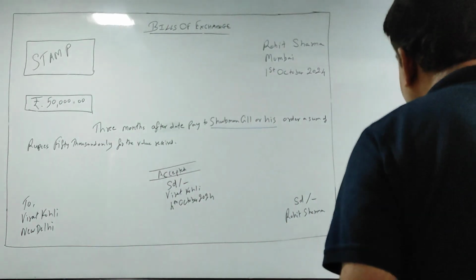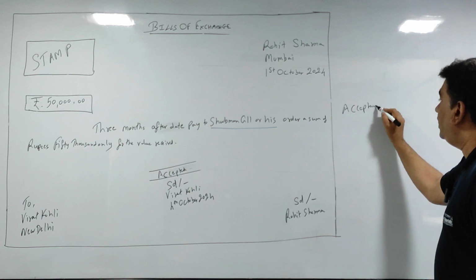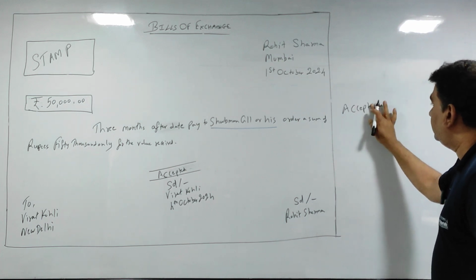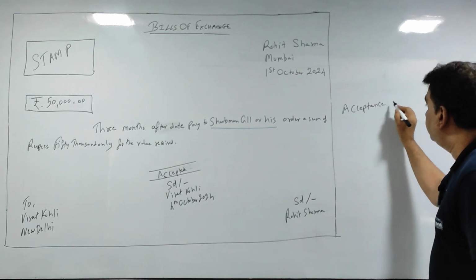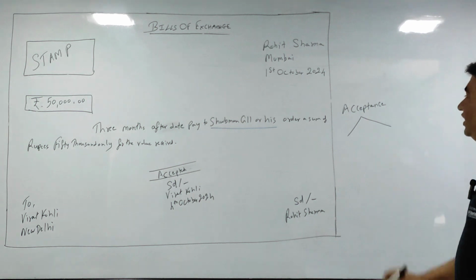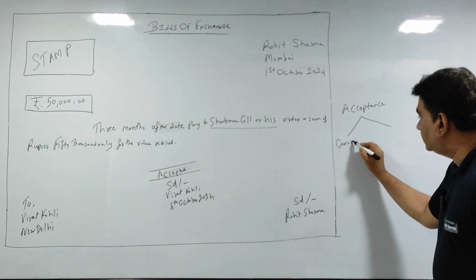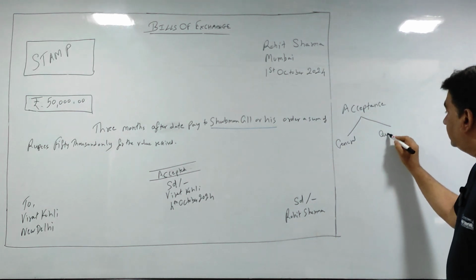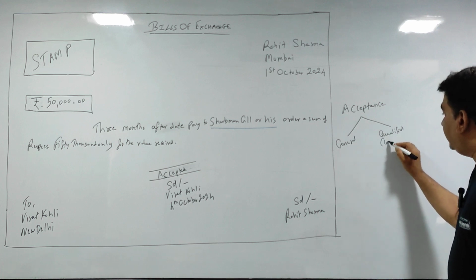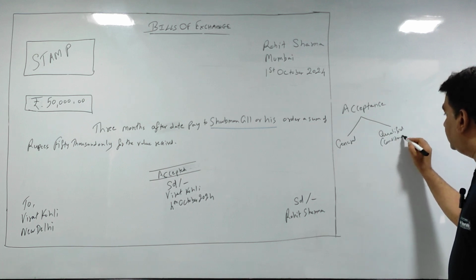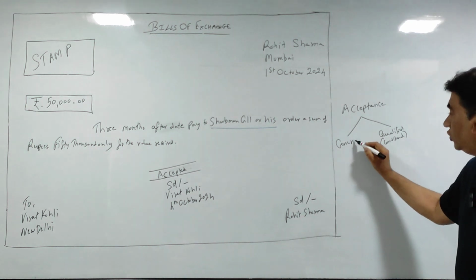When the bill is accepted by the drawee, it is called acceptance. Acceptance is of two types: general and qualified acceptance. Qualified is also called conditional, but we use the word qualified. So general and qualified, what is the difference between the two?